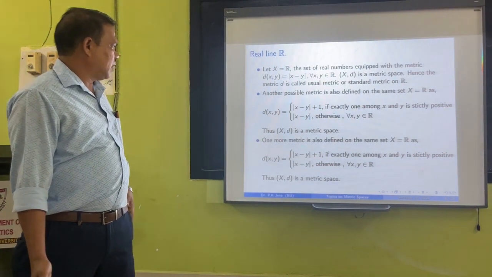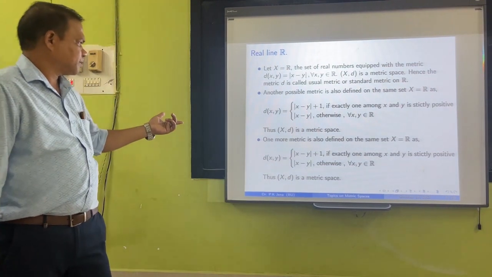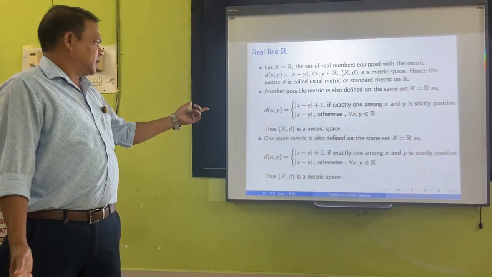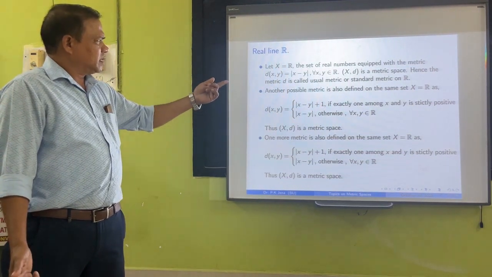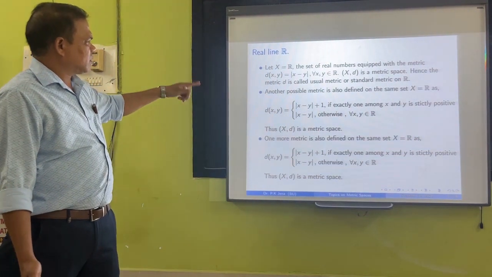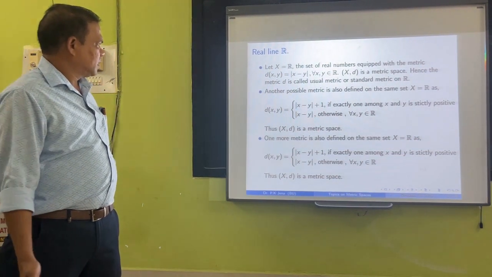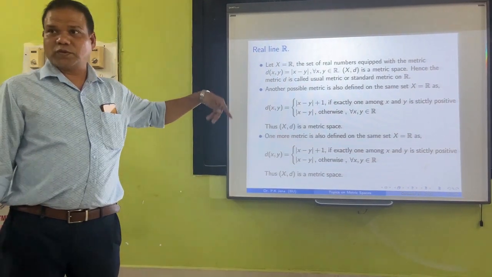Similarly, one more metric is also defined on R, with |x minus y| plus 1 if exactly one among x and y is strictly positive, and the last one also strictly positive, for all x, y belonging to R. I think this has been repeated. So we will come to the next.